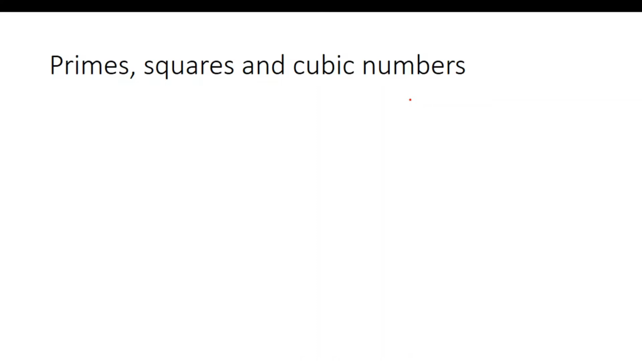Okay, moving on to prime, squares and cubic numbers. Now, for this, it's really as straightforward as understanding each of them separately. So, prime numbers are numbers divisible by 1 and itself. So, what this means is they only have two factors, 1 and itself.